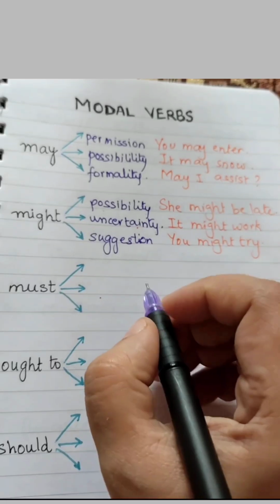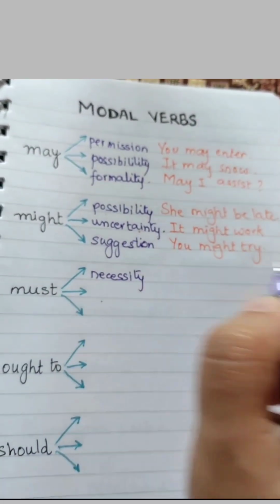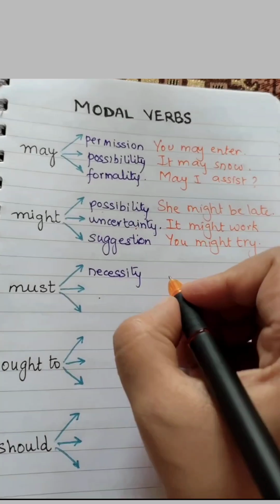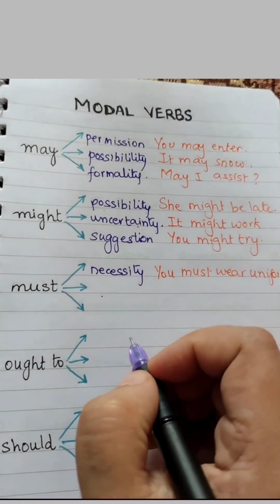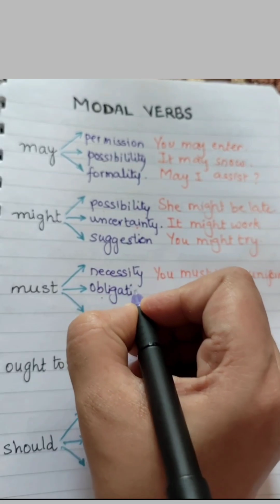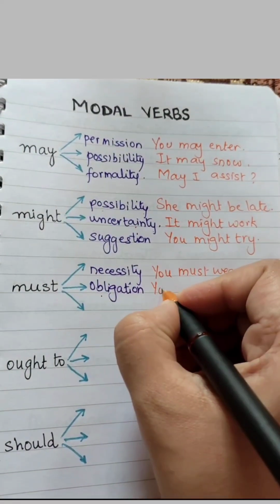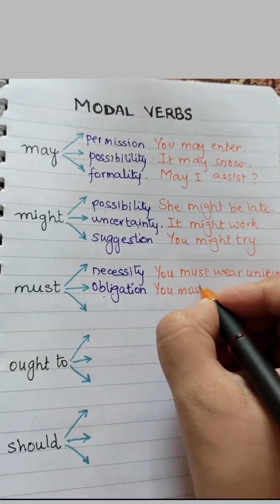Next is must. Must is used to talk about necessities, something that is very important. You must wear uniform. Just like necessity, it is also used to talk about obligation, when you're obliged to do something. For example, you must finish on time.